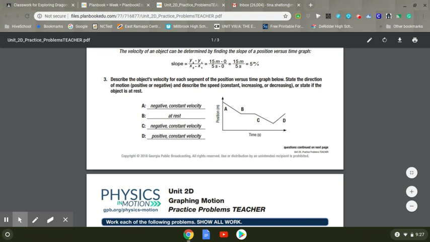B is at rest. Any horizontal line represents that you are resting or at 0. C is going back down, so it's negative with a constant velocity, and D is going up, so it's positive with a constant velocity.